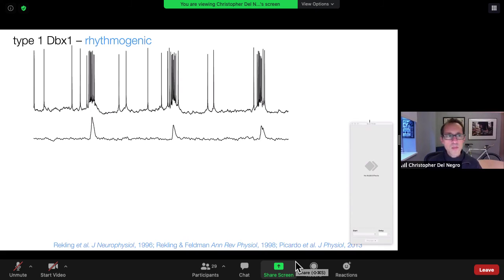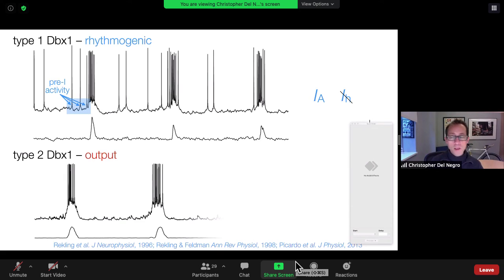The first he called type 1, and he suggested that these could be rhythmogenic. Why are they rhythmogenic? Type 1 neurons show a lot of pre-inspiratory activity, several hundred milliseconds before the inspiratory burst. And what was also interesting about type 1 neurons is that they express a potassium A current, and they never express a hyperpolarization-activated H current.